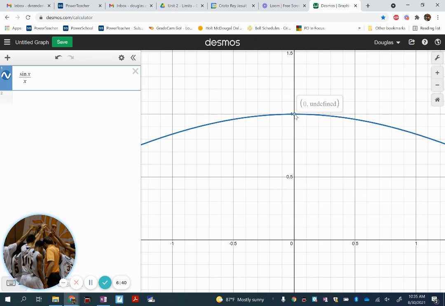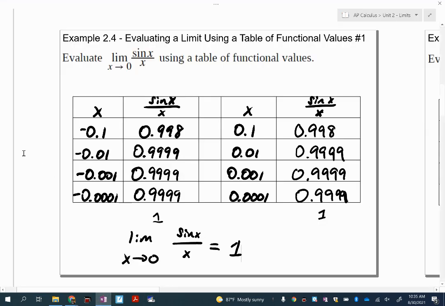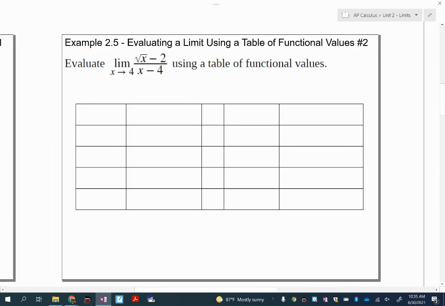Because you'll notice at 0, we're undefined, right? Divided by 0, we can't do it. So even though the function does not have a value when you plug in 0, it's undefined there, we still have a limit. So that's one of those interesting things, that even if the function is undefined at that value for x, you could still have a limit. Okay, let's do another table.